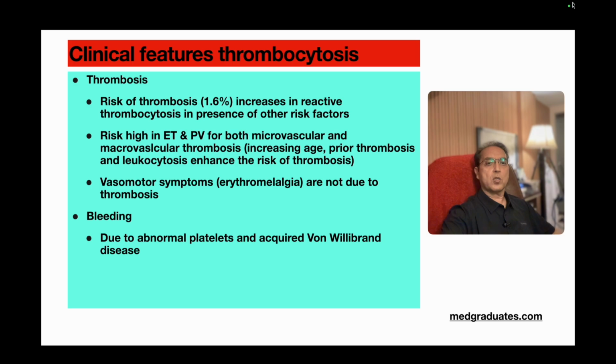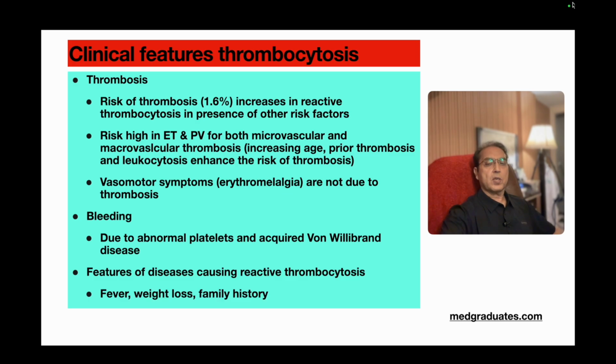The bleeding can be because of decreased platelet functioning and acquired von Willebrand disease. The large number of platelets takes up the von Willebrand factor and produces acquired von Willebrand disease that can result in bleeding. And then features of diseases which are causing a reactive thrombocytosis may also be present. For example, fever, weight loss, or a family history of thrombocytosis. So look for the presence of these features.